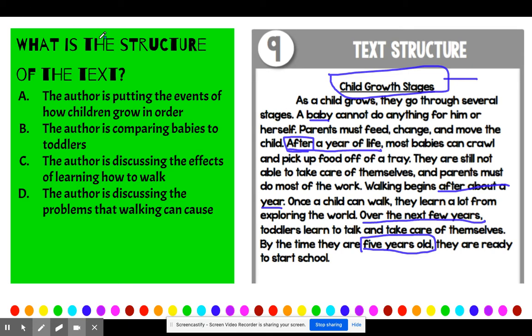What is the structure of the text? The author is putting the events of how children grow in order. The author is comparing babies to toddlers. The author is discussing the effects of learning how to walk. The author is discussing the problems that walking can cause.